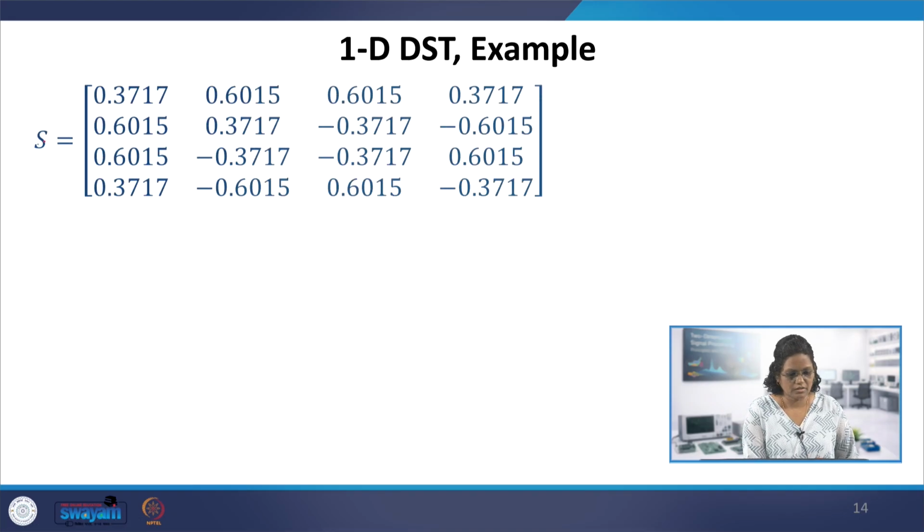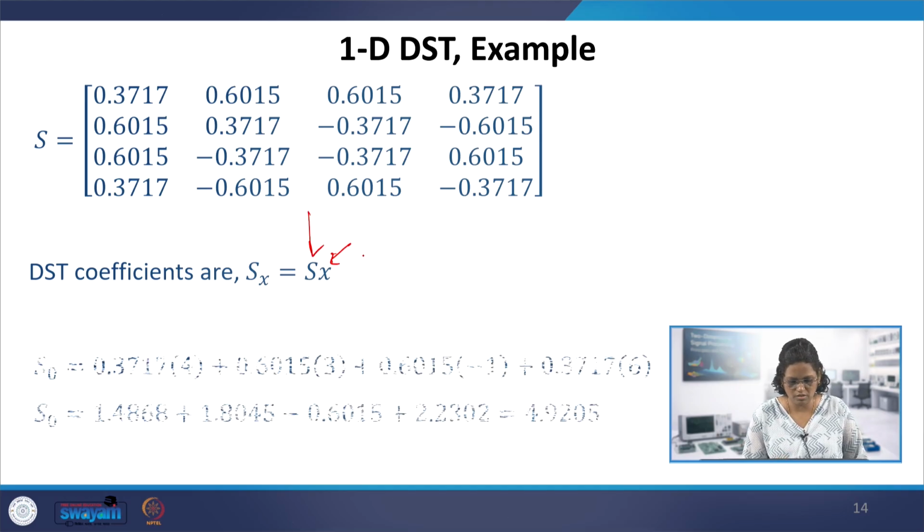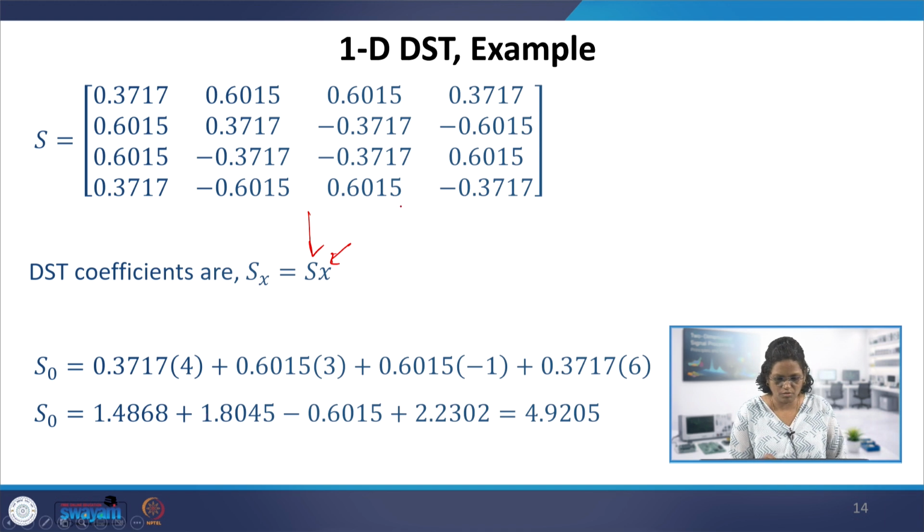So this S has A and B, and this is minus A and minus B, and similarly the other one here is B and A and so on. So all A and B values are filled here. That's 0.371 and what we had computed. From that, Sx, that is the transformed coefficients, this S matrix into X, the sequence, we can multiply one by one. The X sequence values are 4, 3, minus 1 and 6.